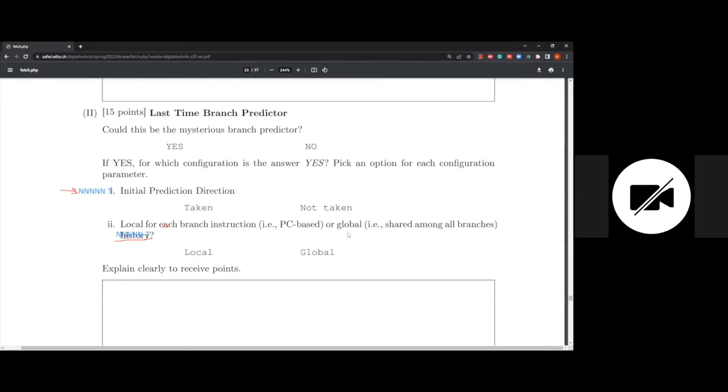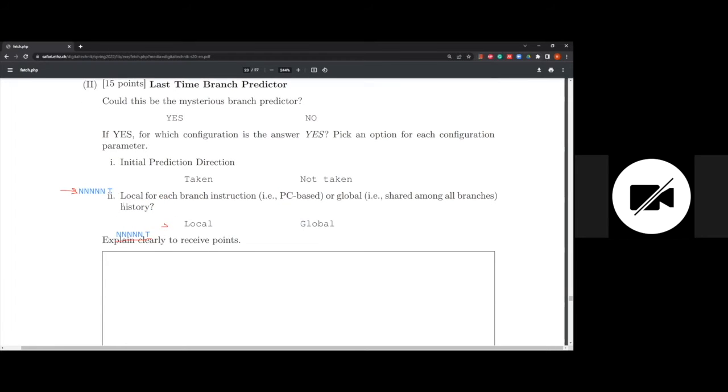Okay, so just for the sake of time, I will not go over these one by one, but the answer is that no matter what options you take here, the branch predictor will always make more than 6 mispredictions. And so the answer is basically no, this cannot be the mysterious branch predictor. If you understood how the last time branch predictor worked, it should be very easy to go over these outcomes and see that this cannot be the mysterious branch predictor.